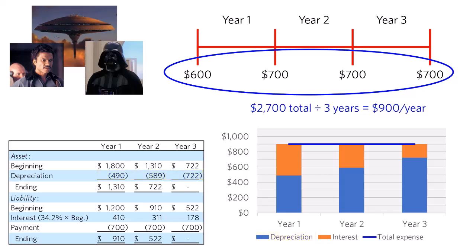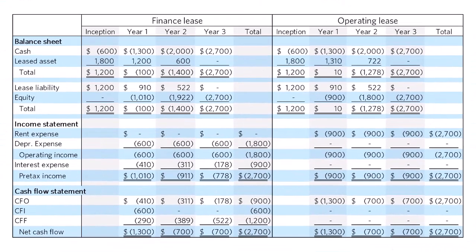To wrap up the example, this slide shows the impact of the leases on the financial statements. Regardless of the accounting, the leases result in $2,700 of cash outflows and $2,700 of expenses. The accounting treatment affects only the timing and the classification of the expenses and cash flows. The finance lease works like a PP&E purchase. The initial payment is an investing activity, the principal payments are financing activities, and the interest payment is an operating activity. The asset depreciates at straight line, while the interest expense is front-loaded due to the effective interest method so that the overall expenses are front-loaded.